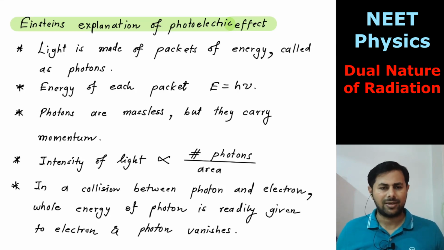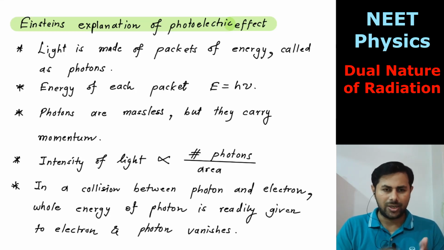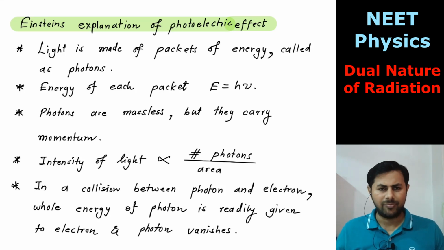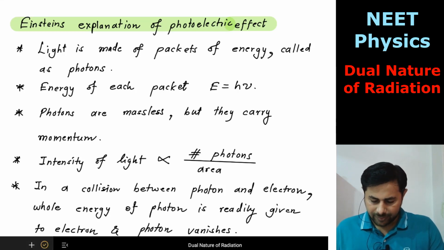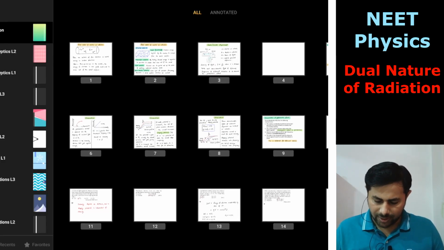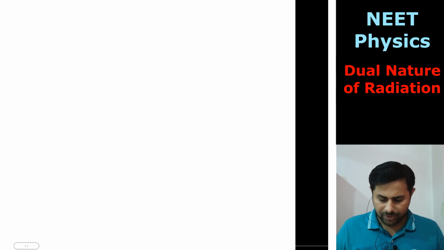So current is directly proportional to intensity. If intensity increases, it means there will be more collisions and more electrons will gain energy to come out of the metal surface. Okay, so that explains the second graph. And then the third and fourth graph, so it's very simple again.